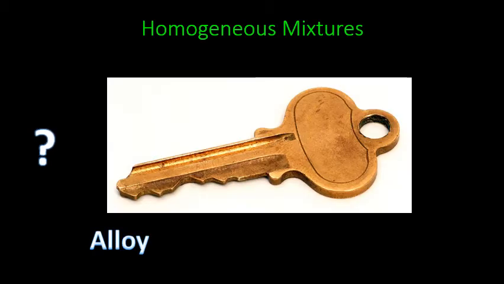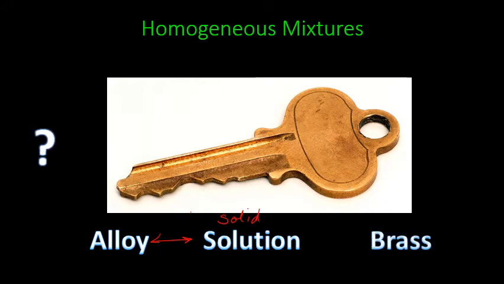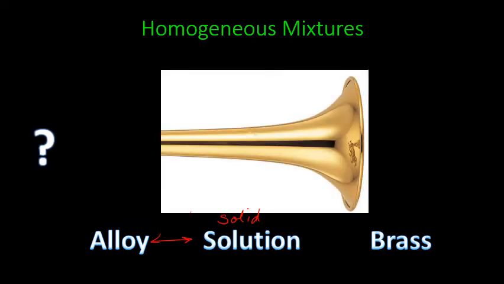Take a look at this one. Would you call it a mixture? Yes, the key is actually a mixture. We call a solid homogeneous mixture an alloy. In this case, an alloy and a solution mean the same thing. It is a solid solution. So you could say an alloy is a solid solution. This is actually brass, and brass is a mixture. Looks the same all the way through it, but it is a mixture. Brass, a mixture.